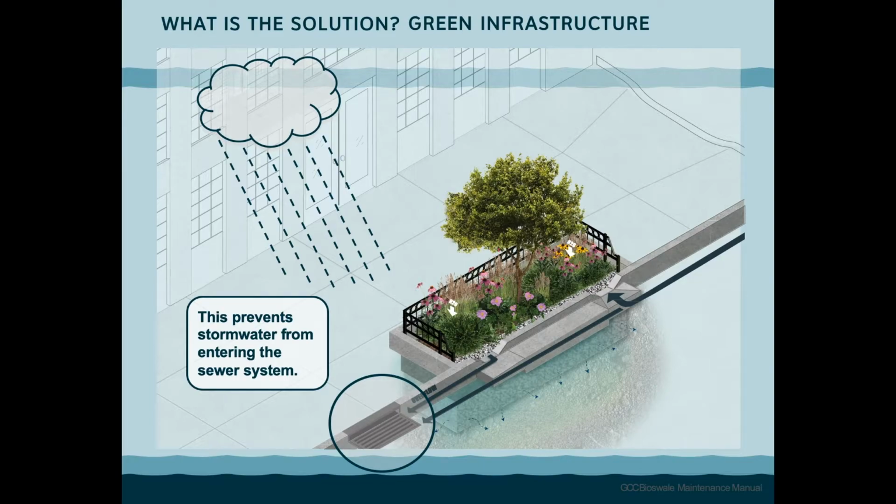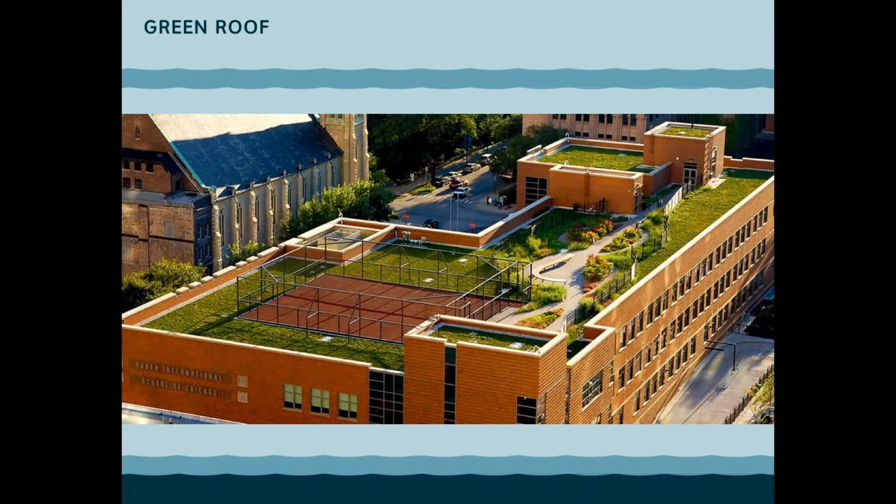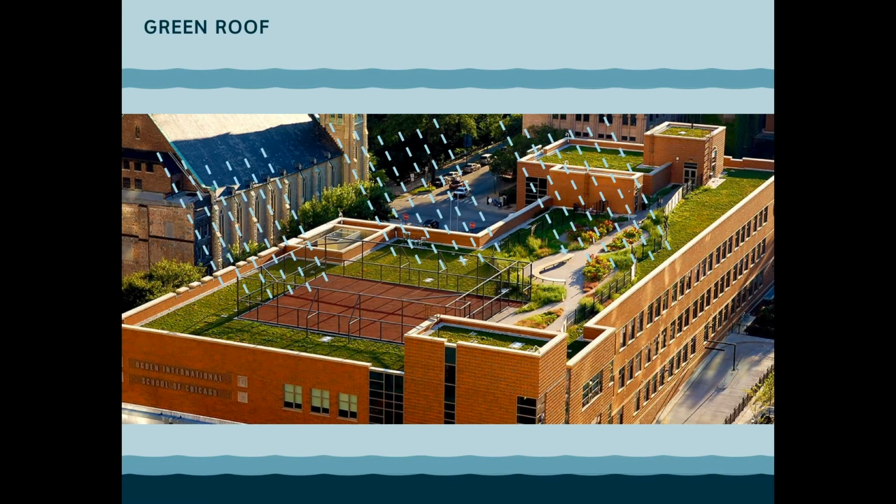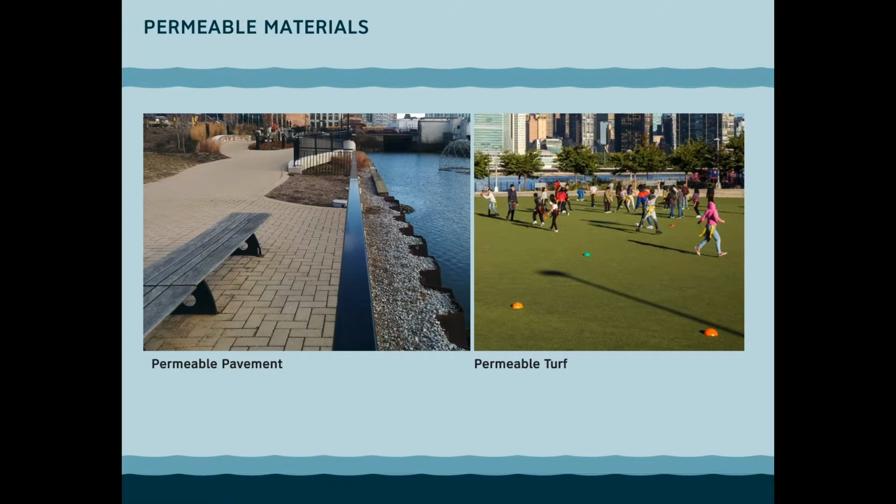Let's look at some examples of different types of green infrastructure. Here's a green roof. On a typical school roof, rain falls, enters a gutter, and goes into the sewer. If you had a green roof, plants and soil soak up the water. Some green roofs are just plants, and some, like this one, can also be a place to learn, play, or relax.